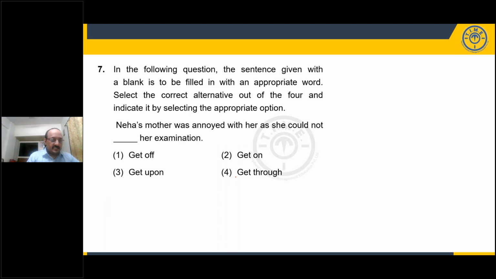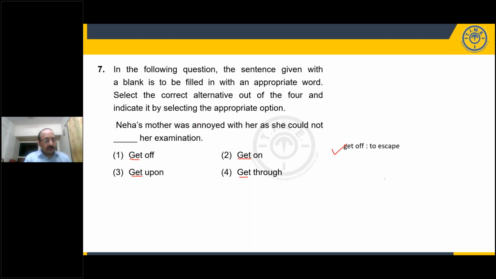Question number 7. Neha's mother was annoyed with her as she could not dash her examination. So I've been given the verb get and I have some prepositions along with it. This is an example of what I call a phrasal verb, a verb combined with a preposition. So let's take a look at what each of these phrasal verbs mean. So get off is escape. For example, I got off with a very light punishment.